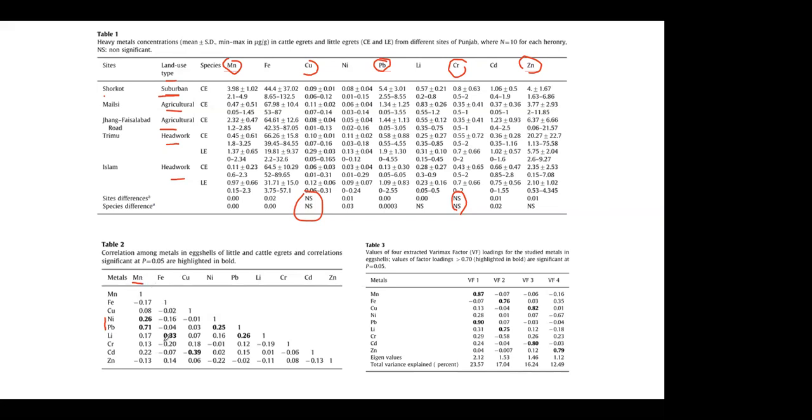Iron was correlated with lithium. This is mostly from natural sources. Copper was negatively correlated with cadmium. Nickel was also correlated with lead. Lead was correlated with lithium. So these were the results. These results were also verified by the Varimax factor analysis of PCA, principal component analysis, and the same correlation suggests that these metals were coming from similar sources.